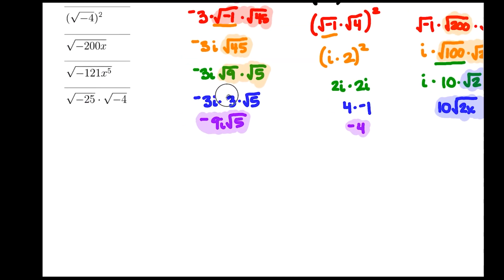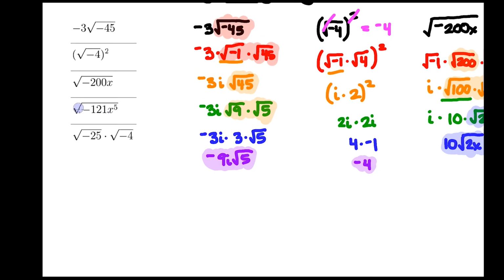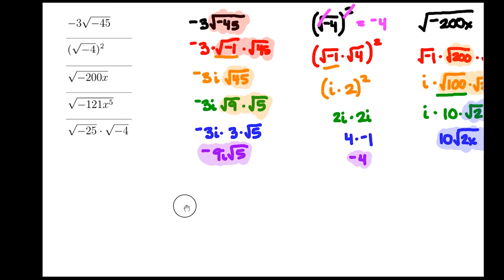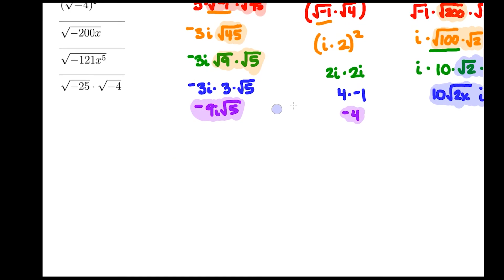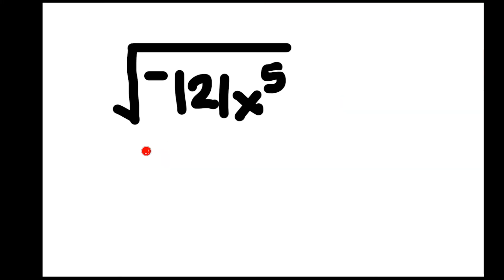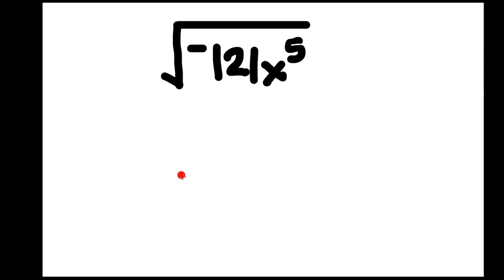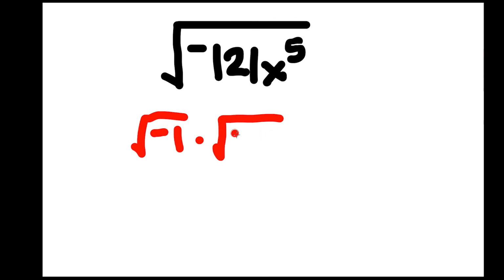All right. Next, we're going to have the square root of -121 times x to the 5th. Okay, let me write that down real quick. All right, so the first thing we're going to do for this problem is the same thing we do for the other ones, which is factor out that square root of -1. So square root of -1 comes out, and then you have the square root of 121 times the square root of x to the 5th.